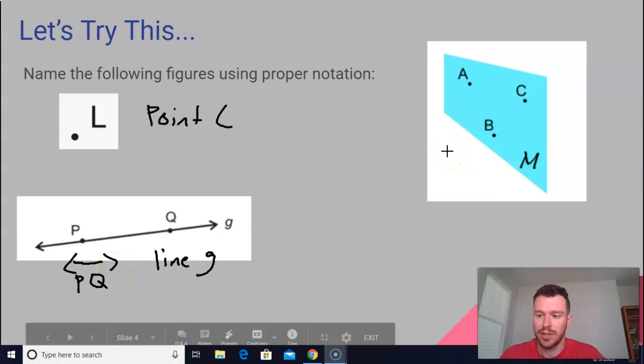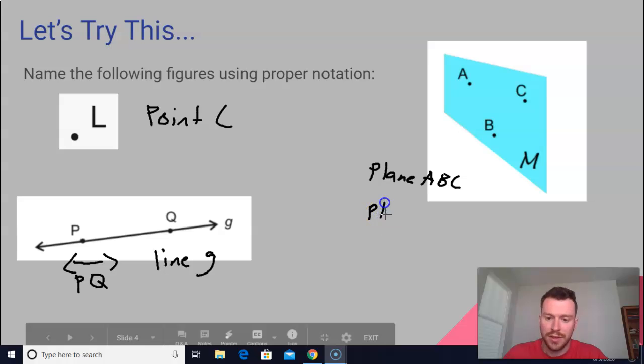Okay, so let's look at this plane here. We could first say this is plane ABC using 3 letters. And of course, as we mentioned earlier, we could say BAC, CAB, ACB, CBA, whatever. The order doesn't matter. But again, we prefer alphabetical.